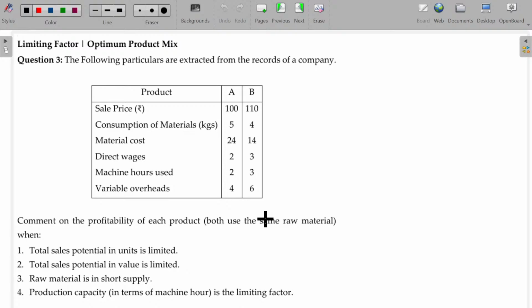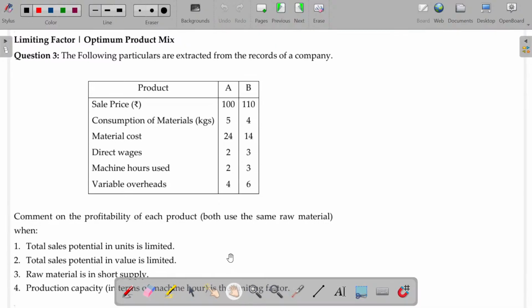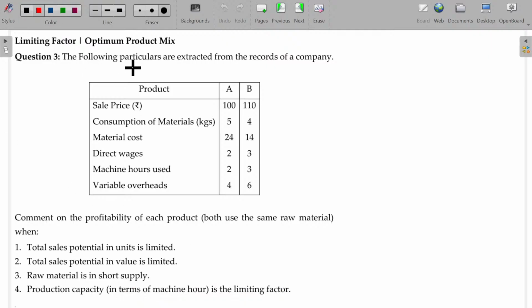Now let's try to solve this question number 3. Limiting factor and optimum product mix. The following particulars are extracted from the records of a company. Comment on the profitability of each product. Both use the same raw material when total sales potential in units is the limiting factor.